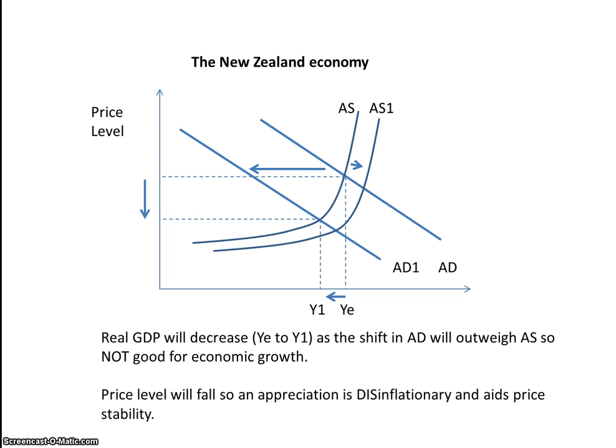The effect on real GDP is likely to be a decrease. It's not good for economic growth. The shift in aggregate demand, because our export sector makes up 30% of our economy, is going to have a big effect on our economy, bigger than the effect on firms' costs. So bad for economic growth. We've got real GDP falling. The price level will definitely fall because we've got cheaper imports and we've got less demand in the economy. So an appreciation will be disinflationary and will help with price stability. Not good for economic growth, good for keeping inflation under control.